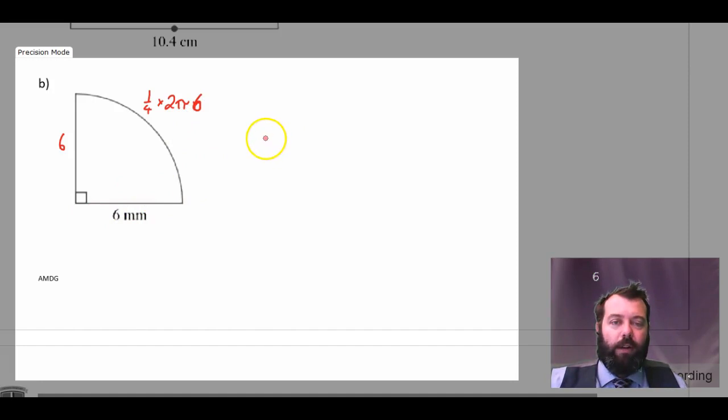Okay, so my perimeter equals 1/4 times 2, right, and 1/4 of 2 is half, times pi times 6. Well, you know what I said, 1/4 of 2 is a half, and a half of 6 equals 3. So that's 3 times pi, plus 2 lots of 6, let's say 12. So my perimeter equals, right, it's 3 pi plus 12. That's a nice exact answer.